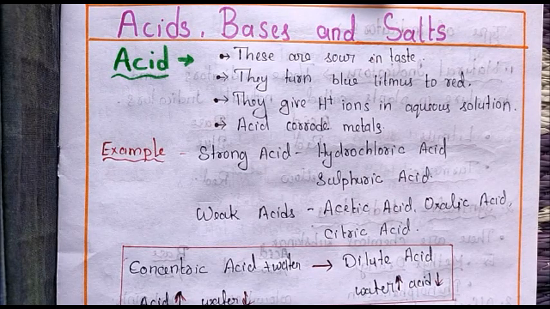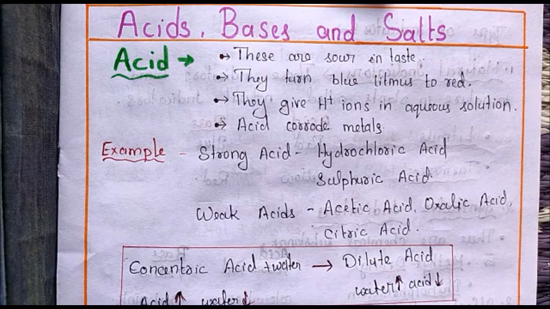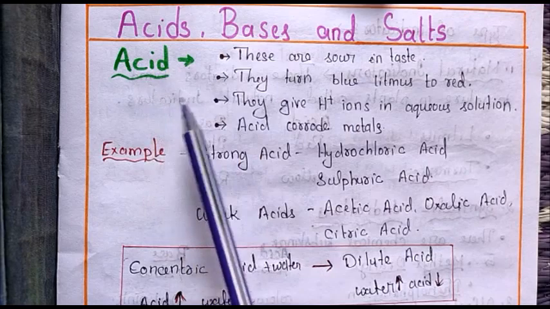In this video, we will discuss the chapter Acid, Base and Salt from Chemistry. First of all, we will know what is acid, base and salt and their properties, so that we can easily identify which is an acid and which is a base. So let's start with acid.